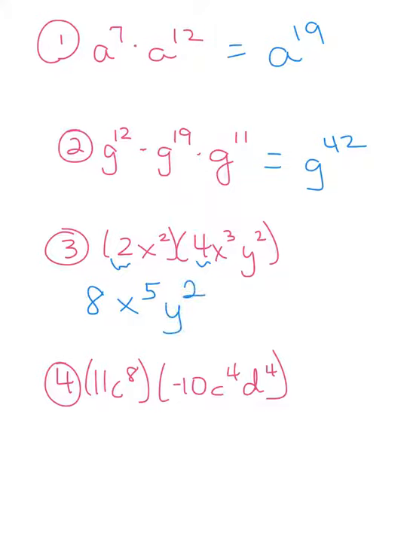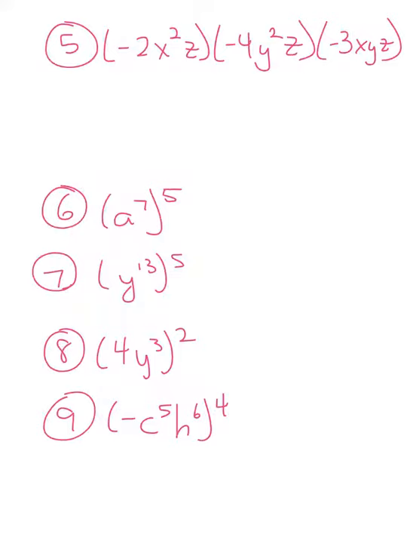And in number 4, I have 11c to the 8th times negative 10c to the 4th, d to the 4th. So again, I'm going to multiply my coefficients first. So 11 times negative 10 is going to give me negative 110. And then I have c to the 12th because I'm adding those exponents, and then d to the 4th.